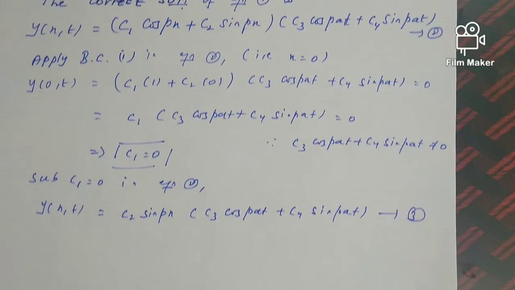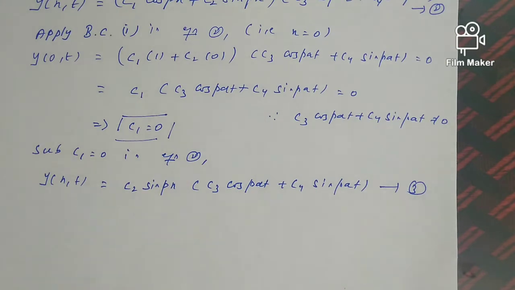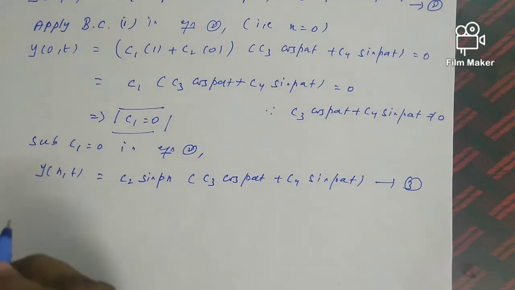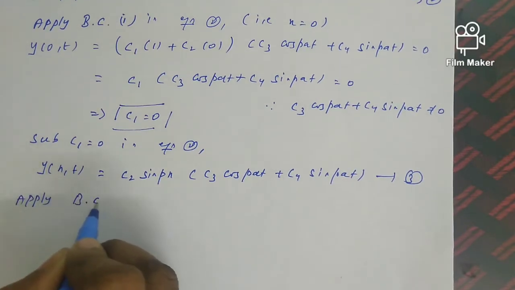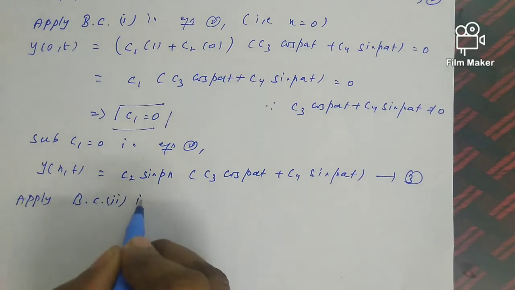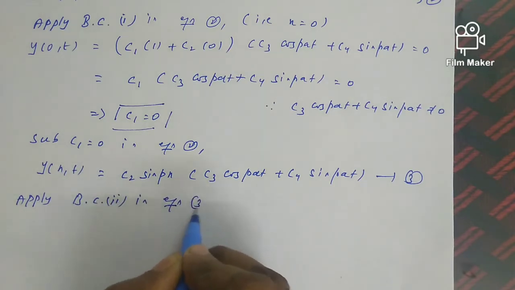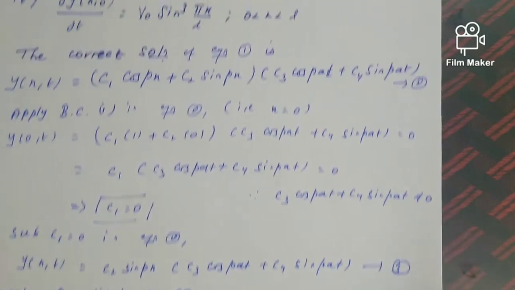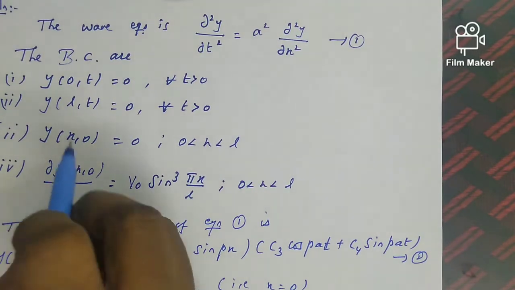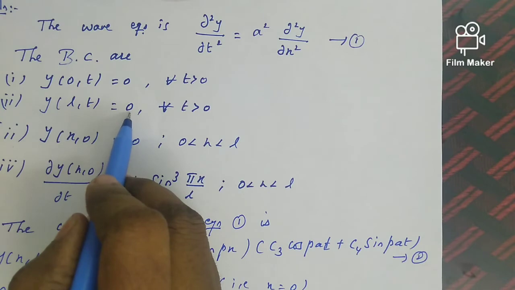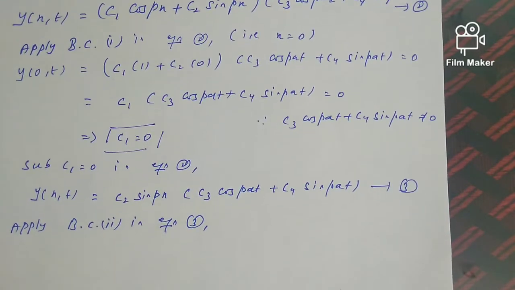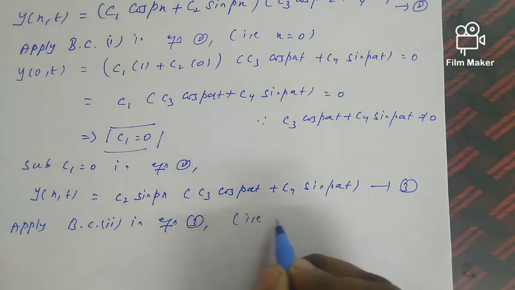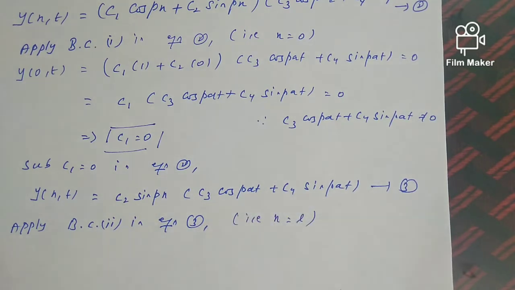So now we are going to apply boundary condition 2 in our equation 3. So what is our boundary condition 2? Boundary condition 2 is y of L comma t equal to 0. That means x is equal to L. So that is what we have to substitute in this equation. If you want, you can write it in the bracket, put x is equal to L.